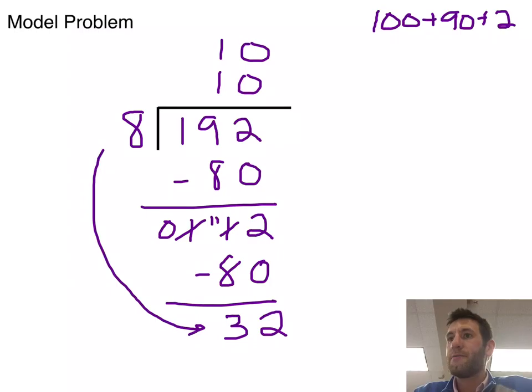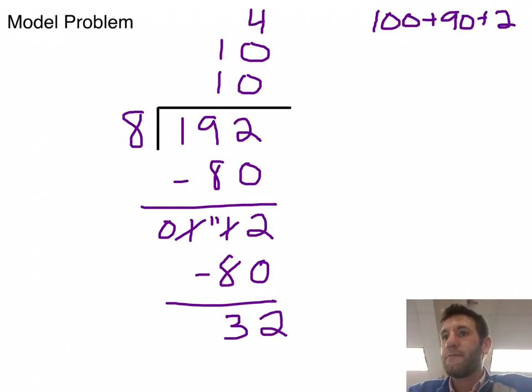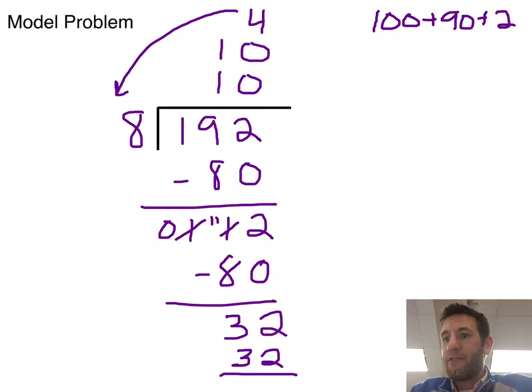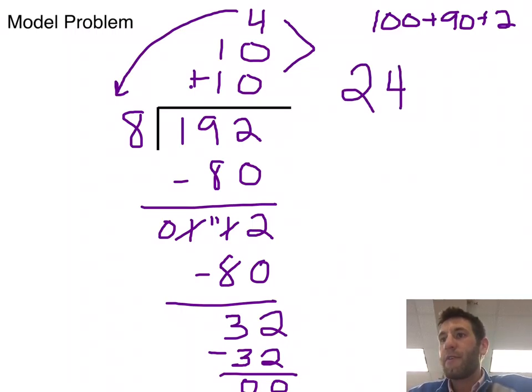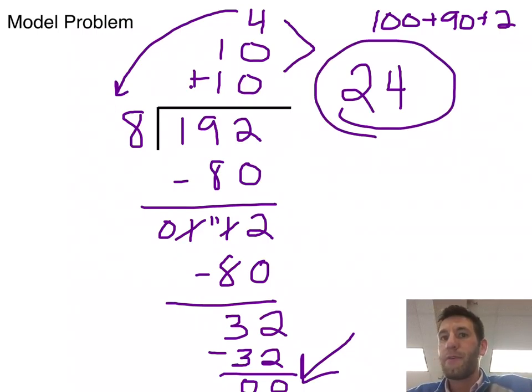many 8s are in 32, and I know that there are 4 groups of 8 in 32. I'll multiply 4 times 8, that's 32. I'll put the 0 here, and I know that 32 minus 32 is 0. But now, don't forget, we still have to add up all of these partial quotients. I know that 4 plus 10 plus 10 gives me 24. And there is no remainder, as you can see down here, so my answer is 24.